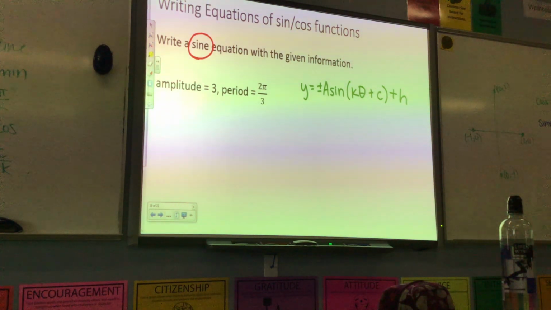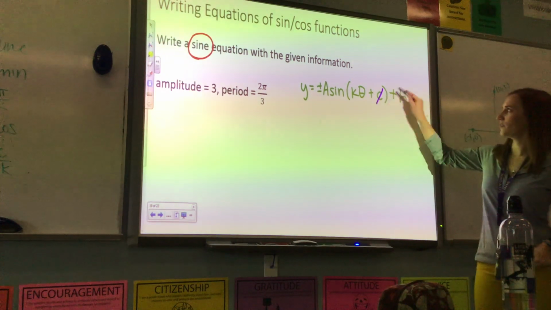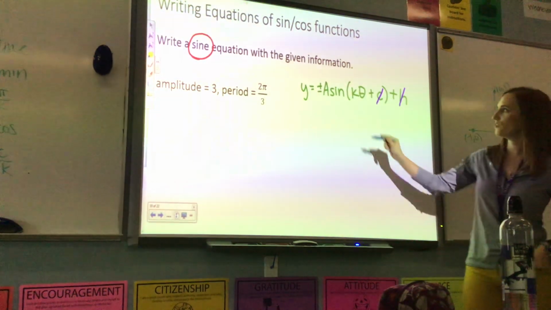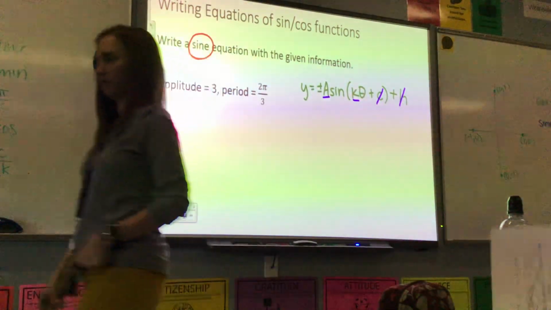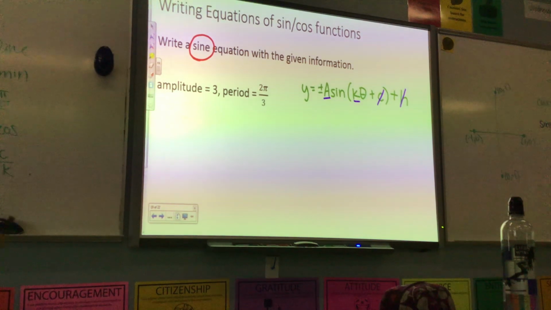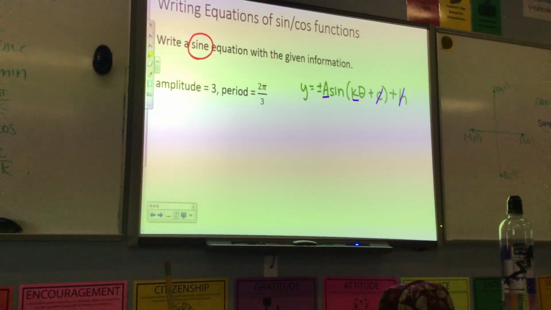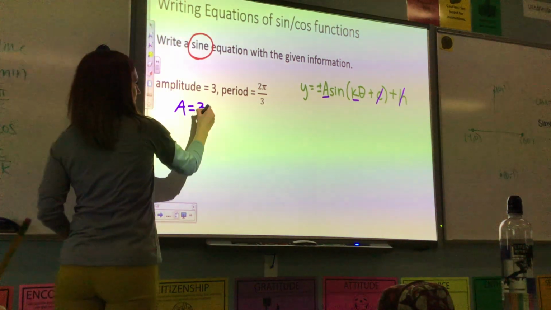Plugging into that formula, yes? I've already told you that today I'm not going to give you a C or an H, so you don't care about that. You just need to find your A and your K. Do I know either of them right off the bat? The A. So A is 3, because they told me.